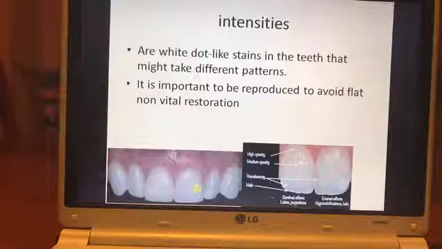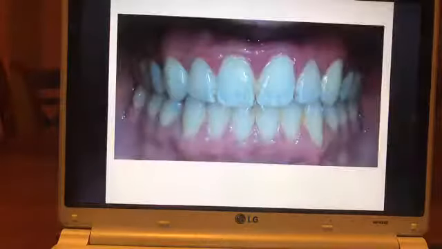So after that, we go to something we call the intensities, and sometimes they call it the intensives, and sometimes enamel whites. It doesn't matter. But if you look at the tooth over here, you will find some hypomineralized white spots, present in most teeth, not necessarily in young patients. Failure to reproduce those white spots present on the tooth will end up with a flat restoration, not realistic, not natural. So it is very important that after you select all those, you make the white spots here.